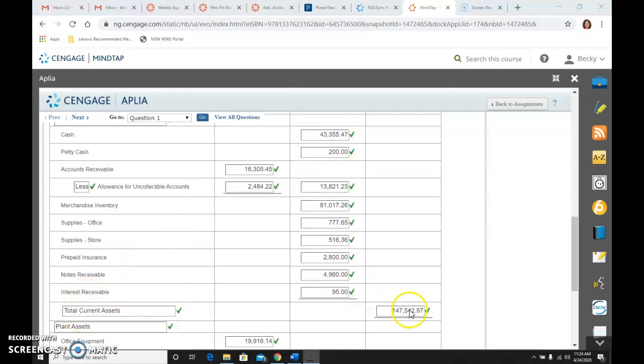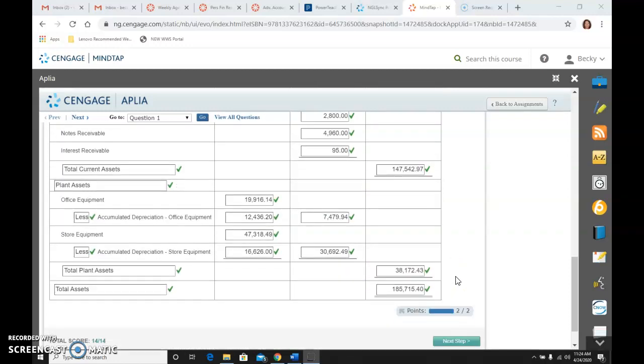So I have total current assets of 147,542.97. The only thing to make sure is that I take the AR balance less the allowance to get 13,821. Then add all those up. And then on plant assets, same thing, that I deduct or subtract the related contra account accumulated depreciation. So 19 minus 12 is 7, 47 minus 16 is 30. Add those two up, I get total plant assets, and I get my total assets of 185,715.40.